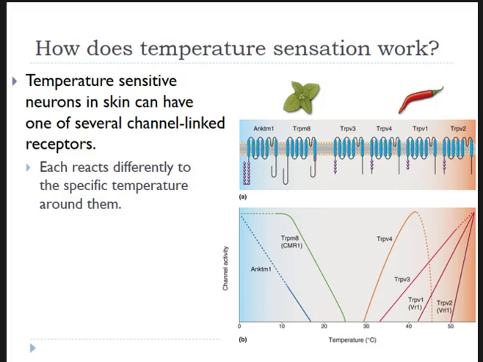Sure. So you'll have some neurons that have TRPV4 channels. You'll have other neurons that have TRPV3 channels. And so let's go with right here about 38 degrees, both of those would show activity. But the neurons that have TRPM8 and ANKTM1 would not be active. So we can tell what the temperature is from that.